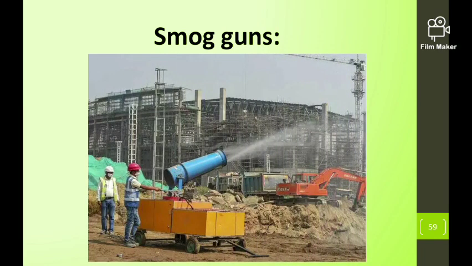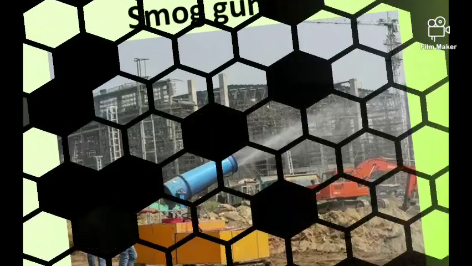Smoke guns. As a part of its air pollution monitoring plan, the Delhi government has also installed anti-smoke guns at large construction sites in the national capital region to control pollution. Reportedly, smoke guns have already been placed at 10 construction sites in Delhi.